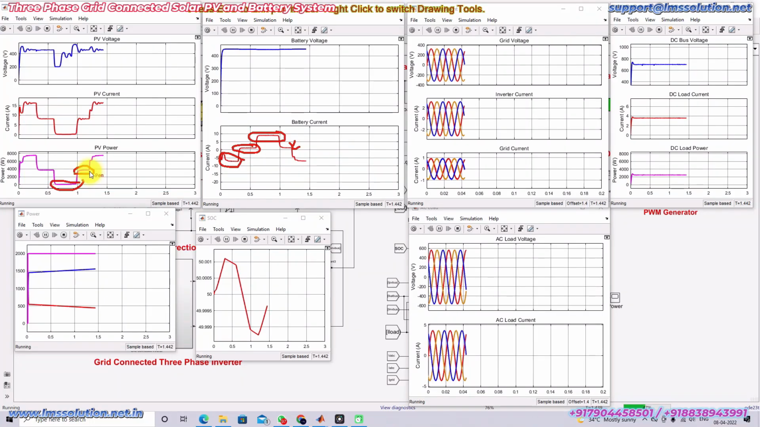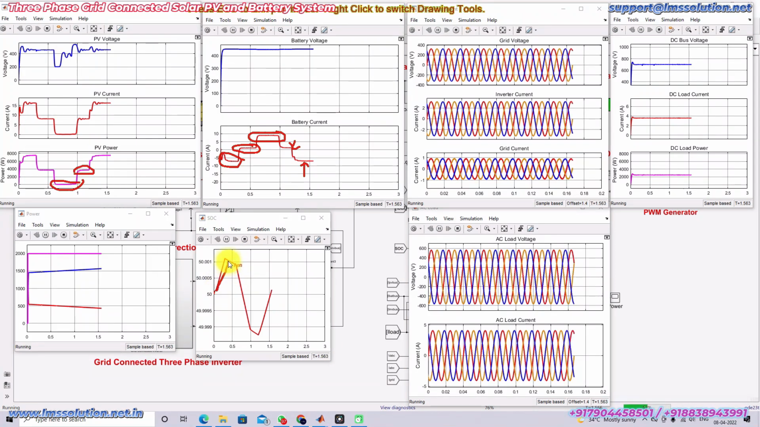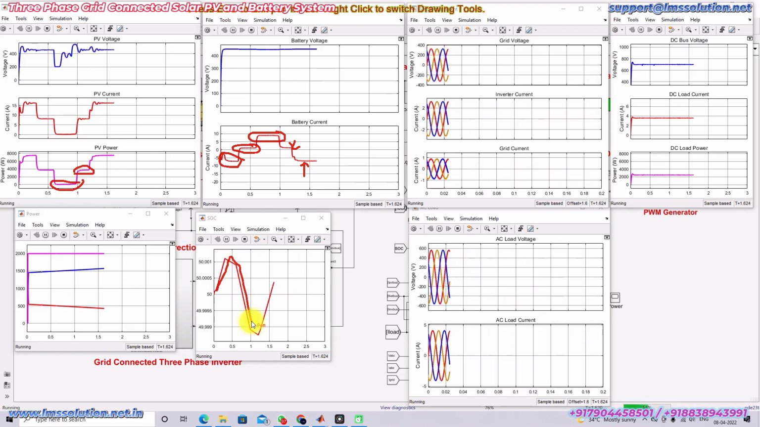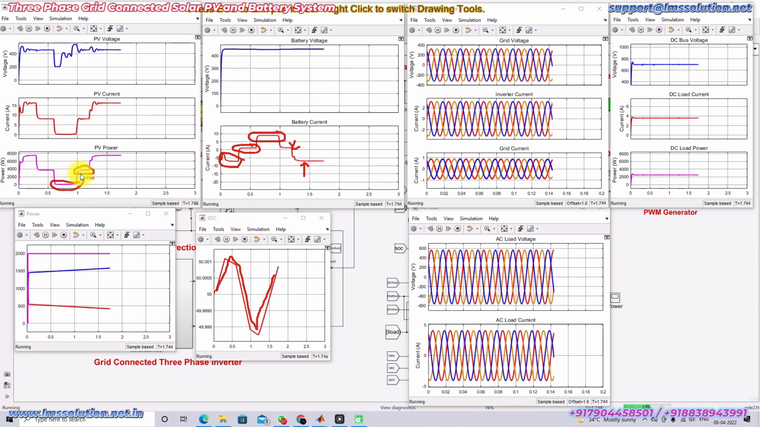So after 1.2 seconds, the irradiation changes to 500 to 1000 watts per meter square. Here you can see that the battery goes to charging mode. Okay, so you can see the SOC of the battery. Initially it goes for charging, and then goes to discharging, and then it comes back to charging. This SOC charging and discharging happens based upon the PV power.